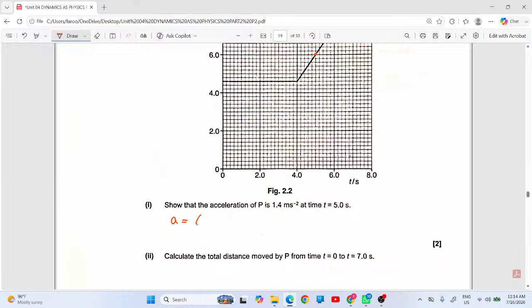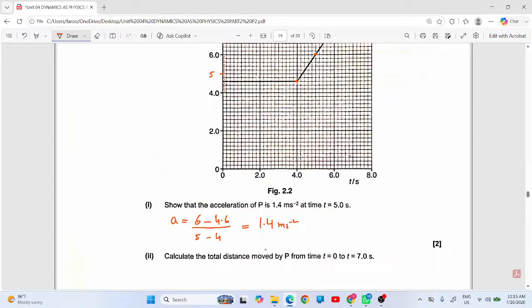So here you have 6 minus 4.6 divided by x2 minus x1. x2 is 5, x1 is 0. Let's check. The answer should come out nice: 1.4 meters per second squared.